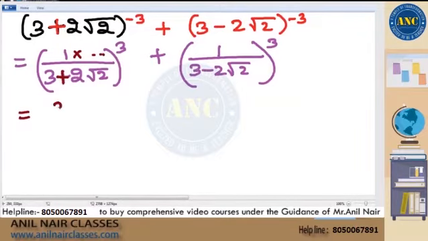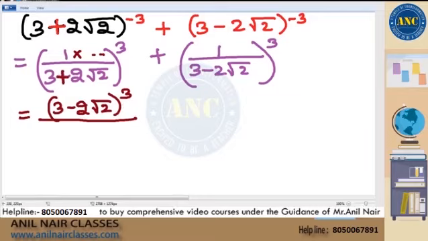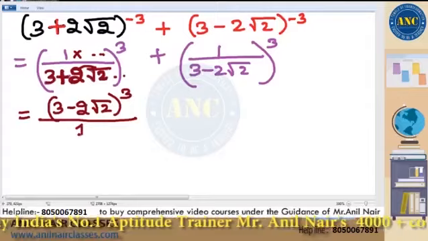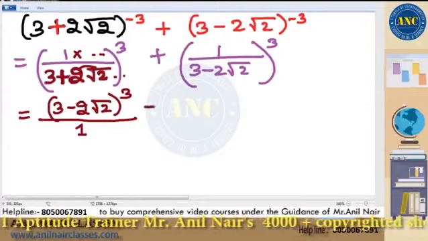1 into 3 minus 2 root 2 is 3 minus 2 root 2, and power 3 is there, which I will write as it is, divided by a plus b into a minus b. A square, 3 square is 9. B square, 2 root 2 whole square: 2 square is 4, root 2 whole square is 2, 4 into 2 is 8. 9 minus 8 is 1. Don't keep writing all those things.